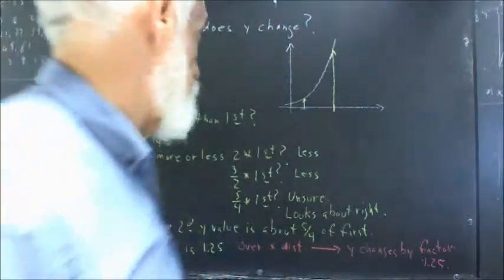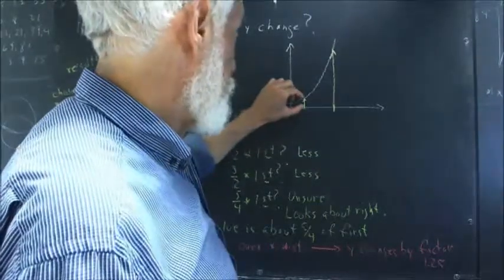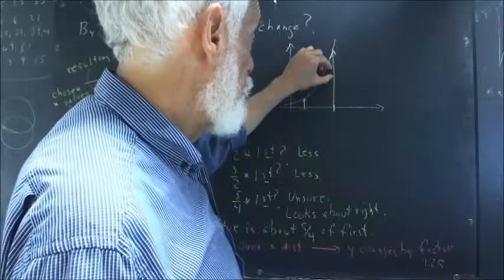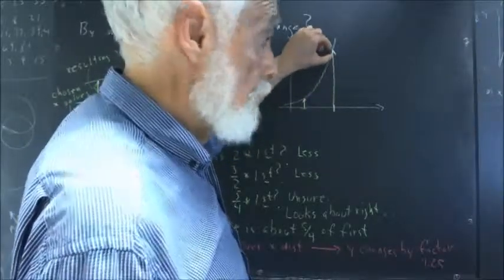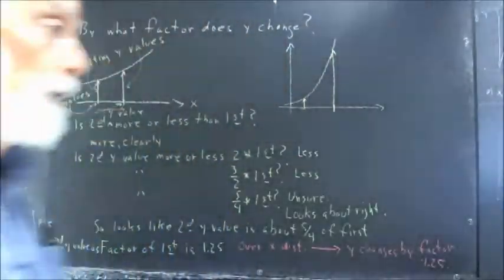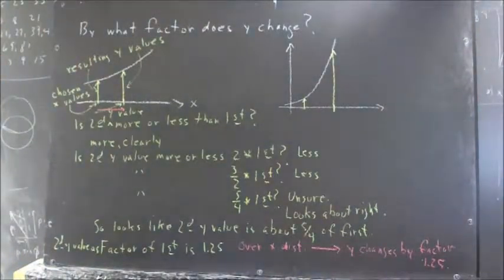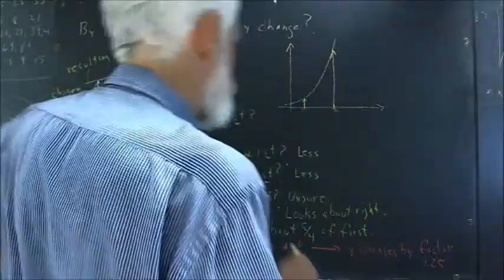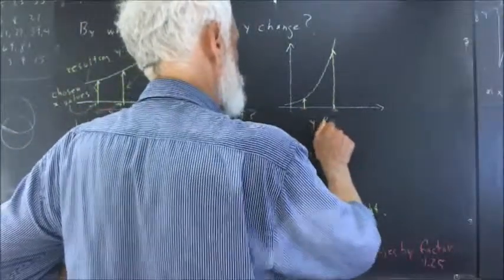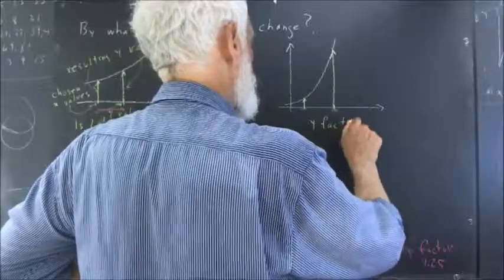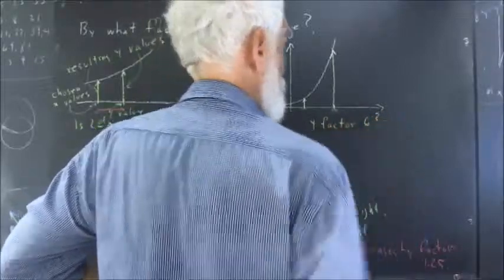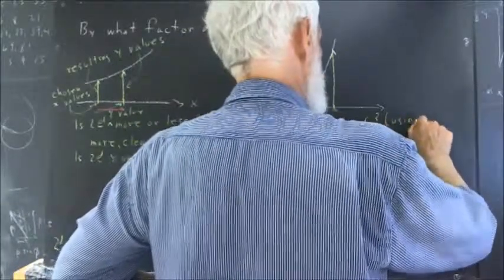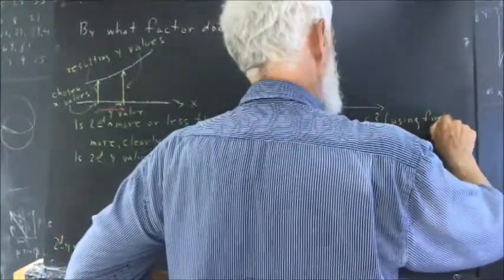Okay, well, you can probably estimate that fairly easily. You could say, okay, well, there's 1, 2, 3, 4, 5. Looks like something close to 6, maybe between 5 and 6. Okay, so it looks like the y factor is 6, maybe. That's just using my fingers.